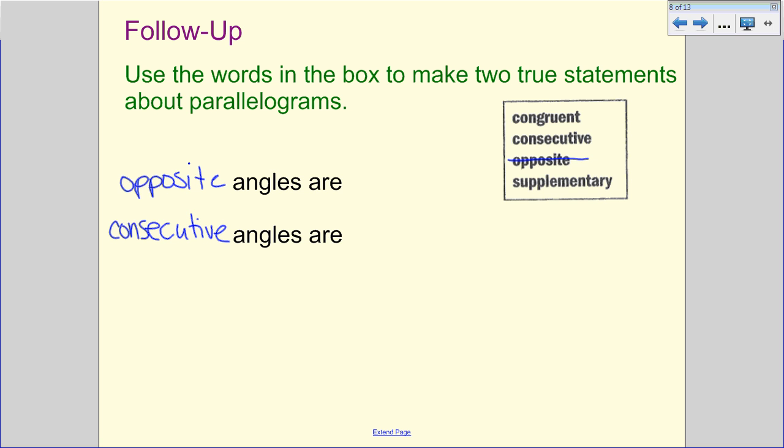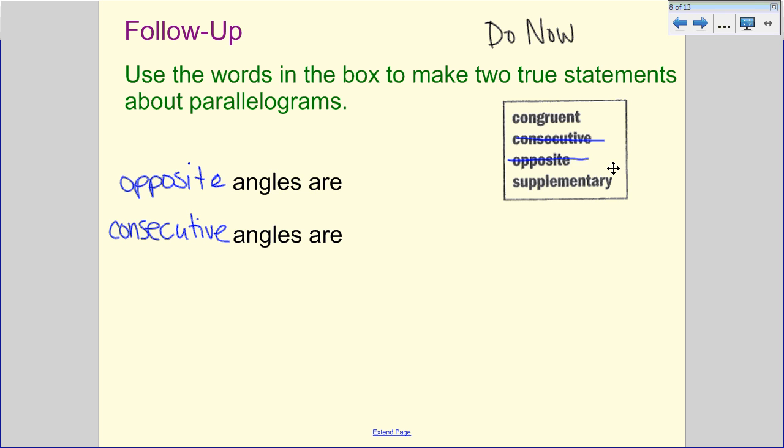All right? So you need to tell me which of these are congruent, opposite angles or consecutive angles, and which of these are supplementary, opposite angles or consecutive angles. So you are going to do it now.